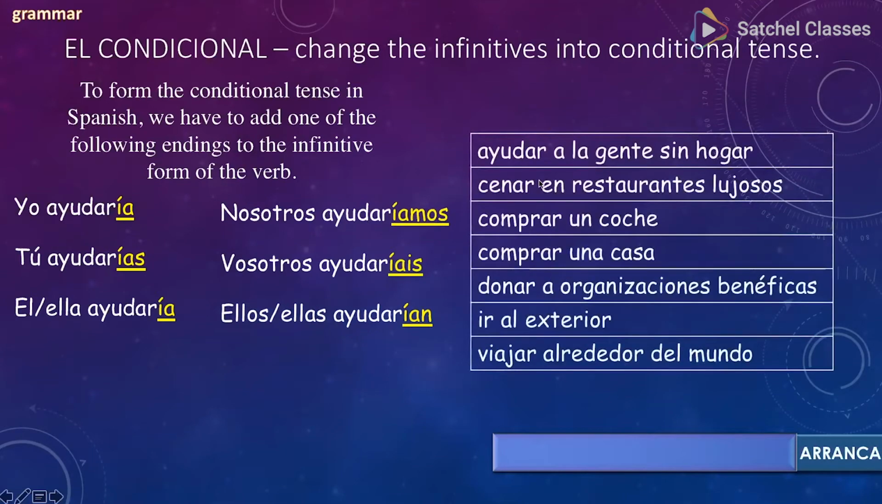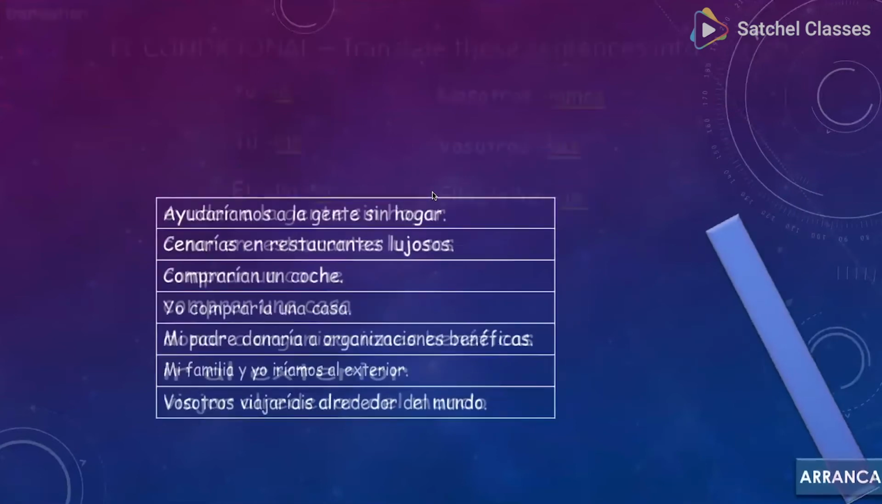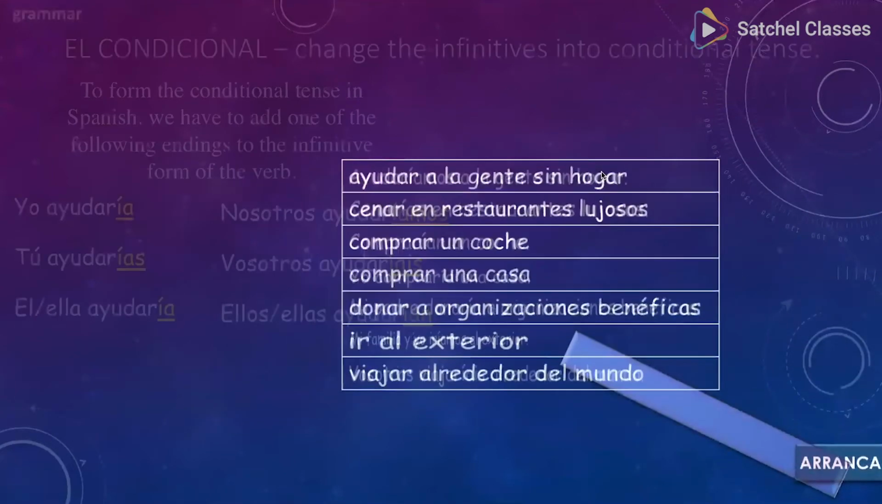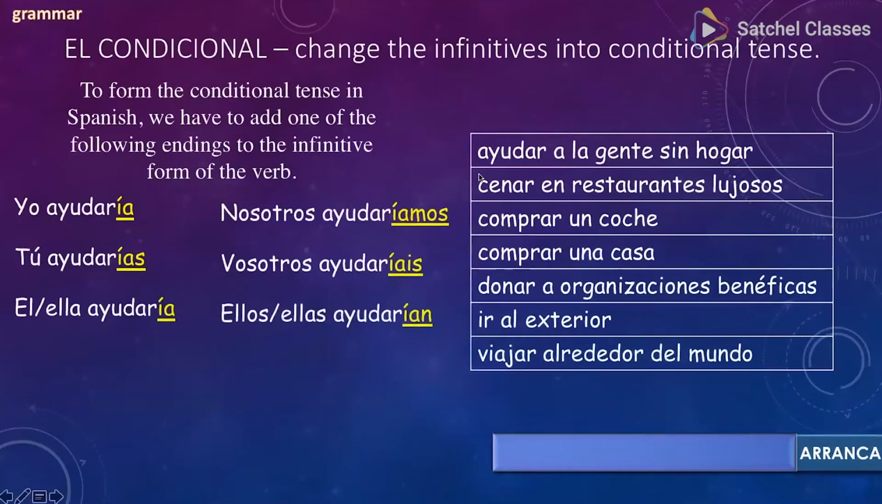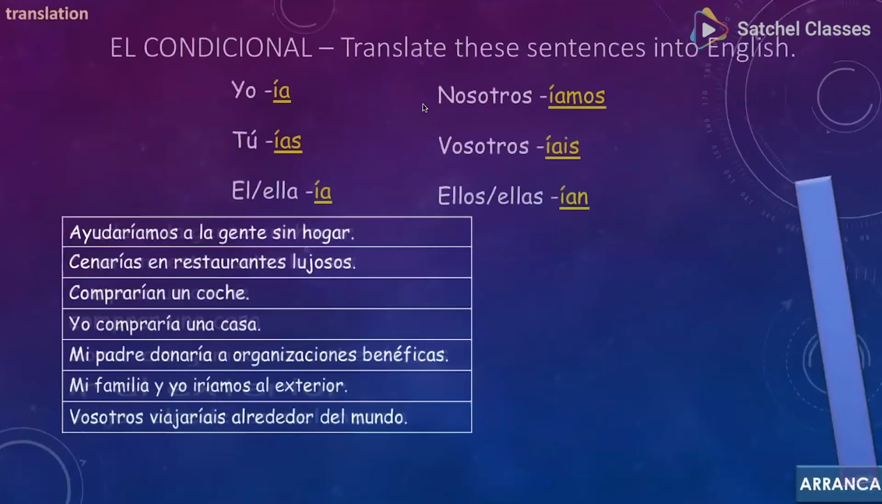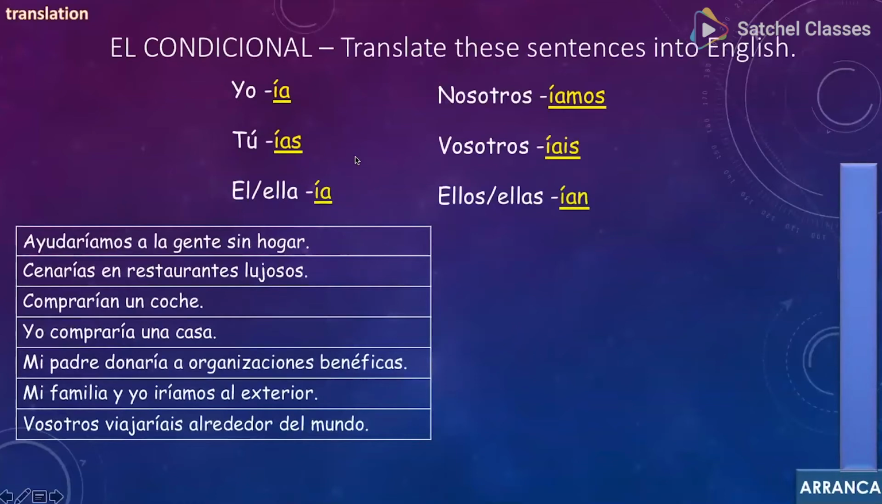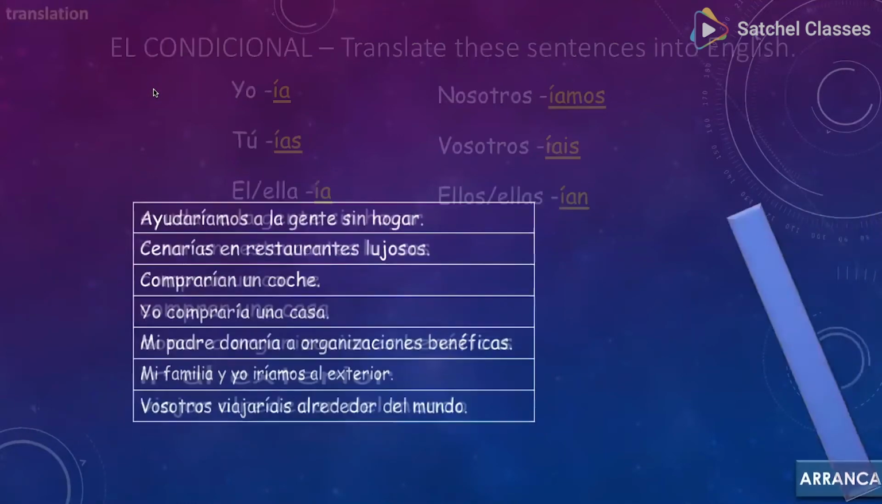Now we have these sentences here, these phrases, and our mission is basically to look at them, and we are going to translate these sentences into English. So keep an eye on what we are doing. Now look at the ending and relate the ending to the pronoun, like in this case. I'm just going to go back to my previous slides.